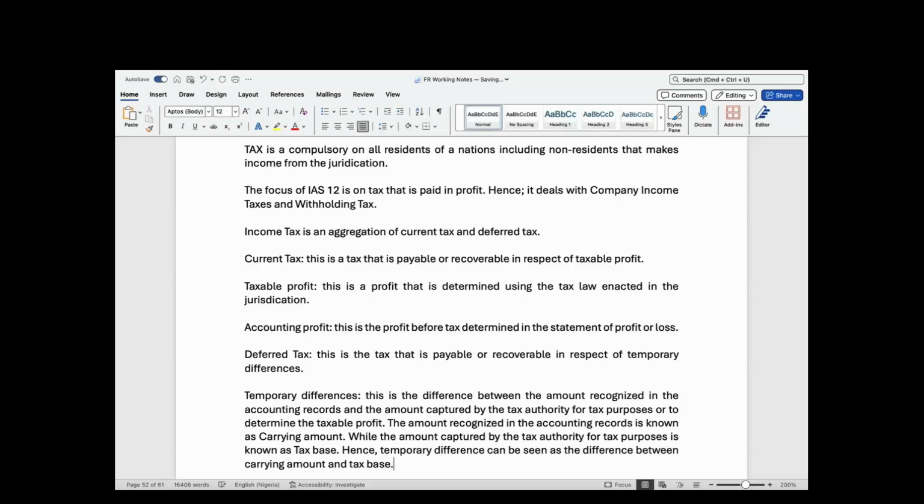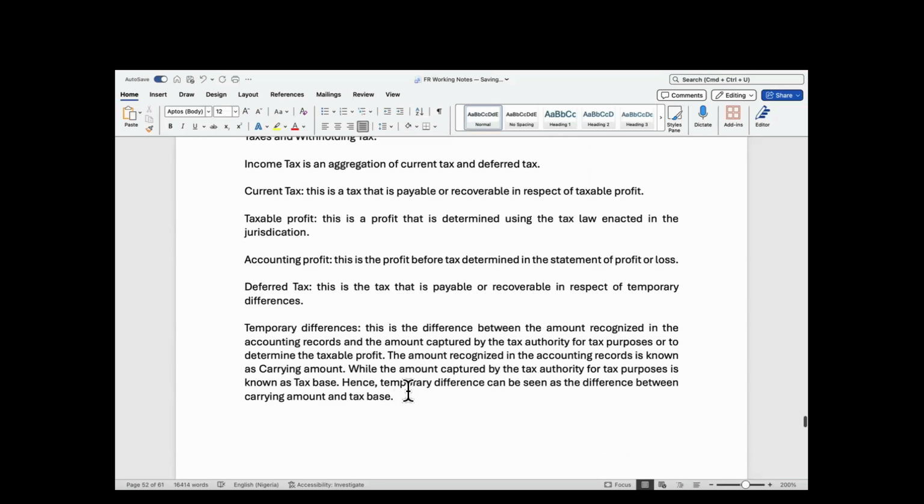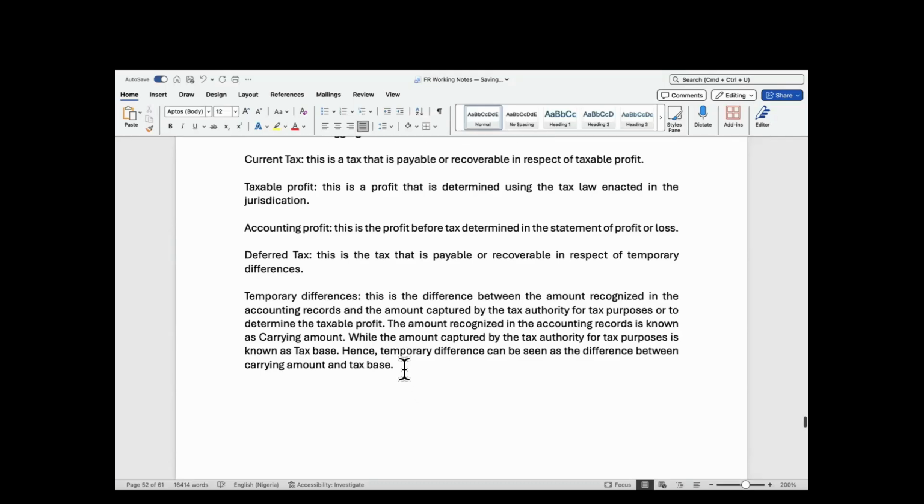Okay, I'm going to stop here for now. So when I go deeper into deferred tax, then we're going to speak more to this. But for now, I just need you to take it to heart that the amount recognized in our books is not in totality what the taxman will capture for determining his taxable profits. There are some amounts you will not capture for now.